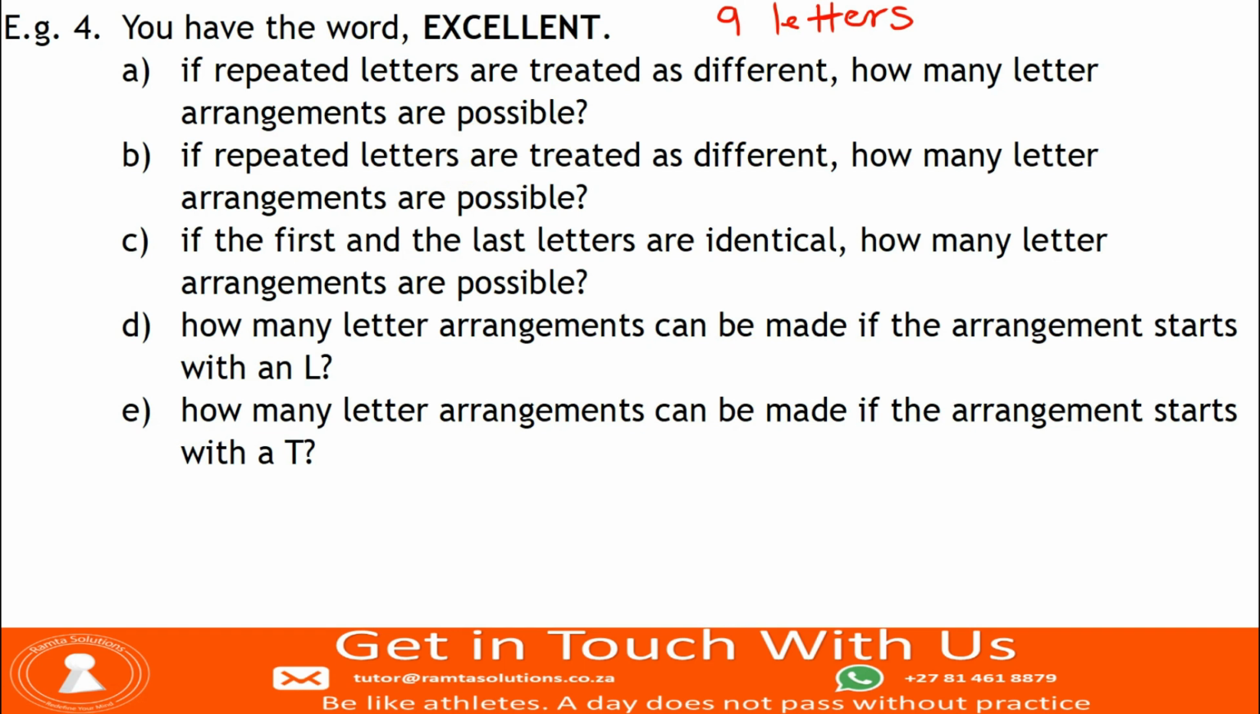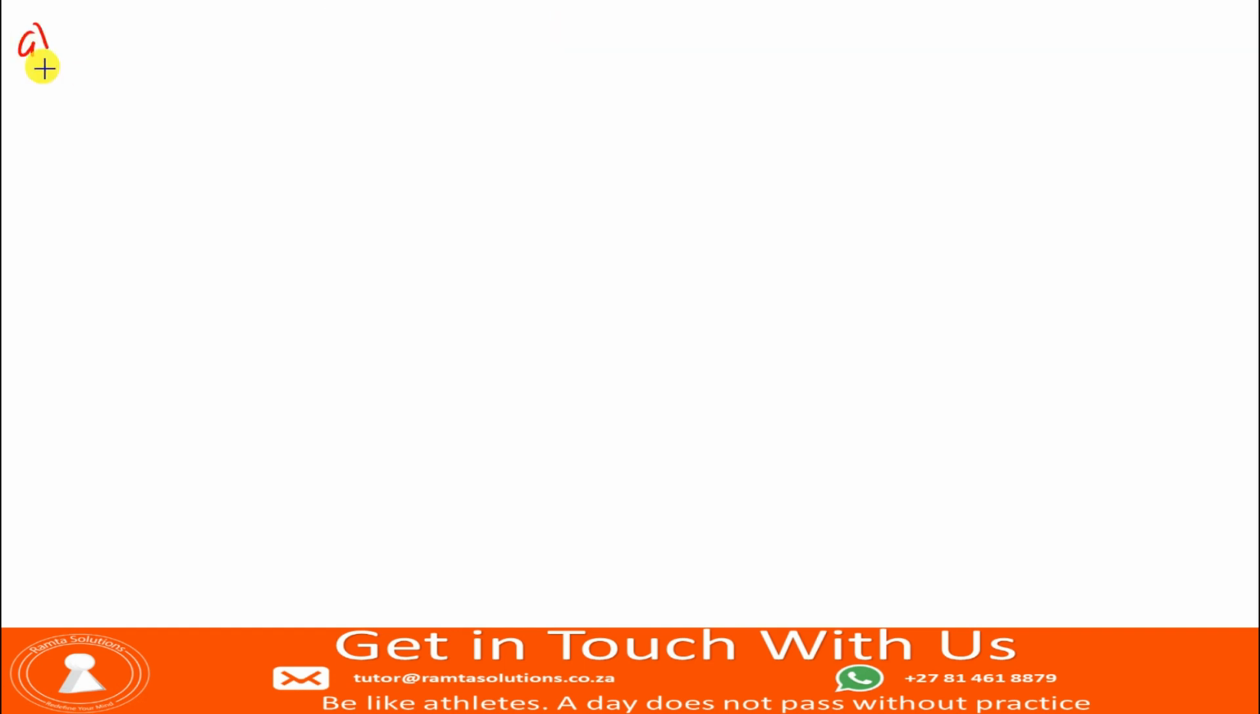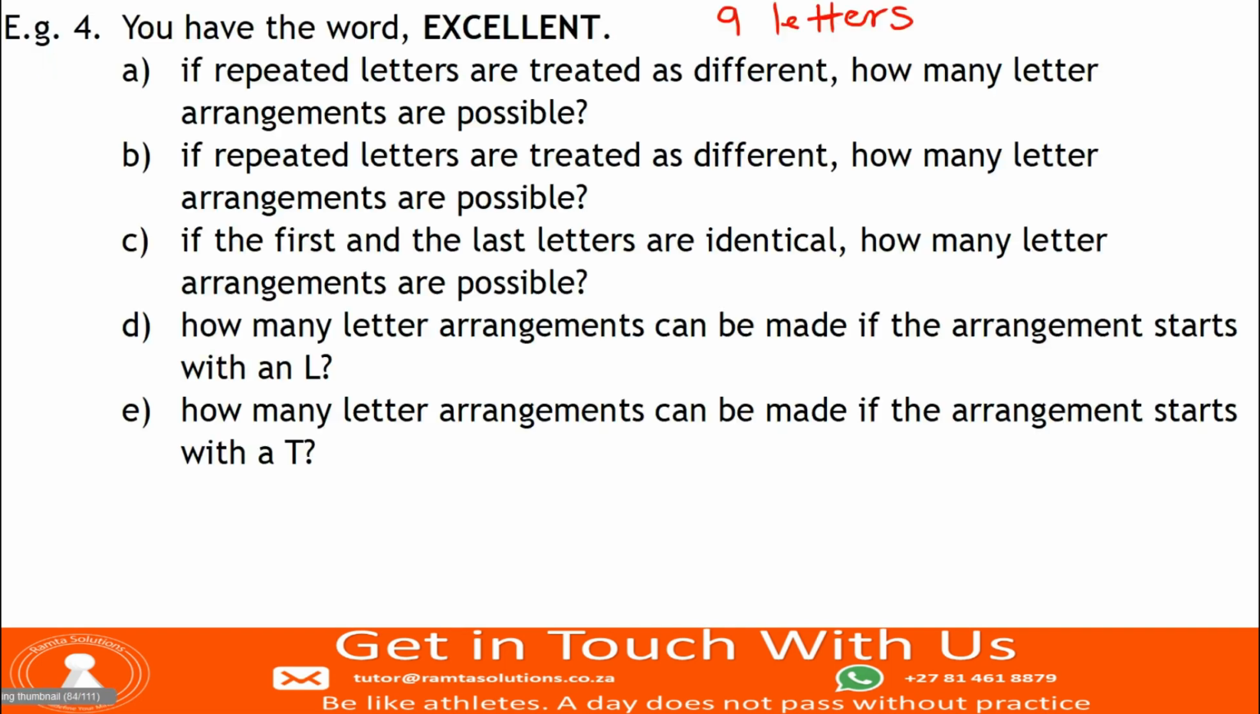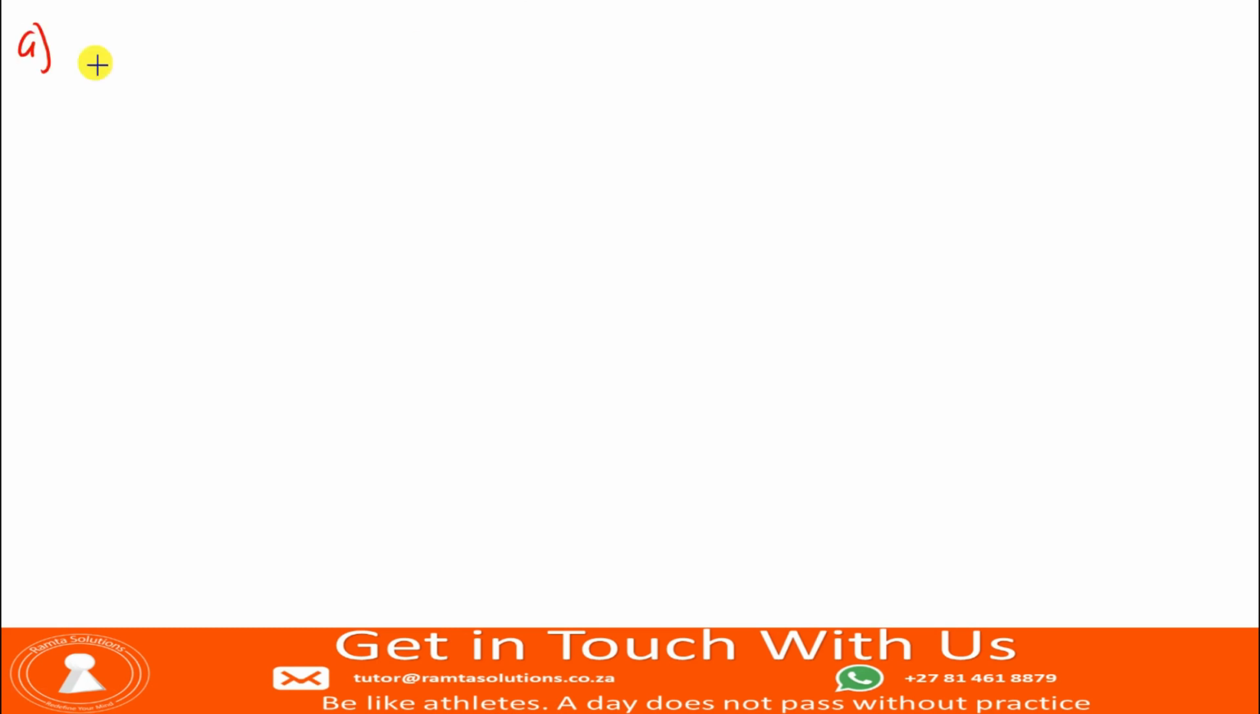Number A is easy. It'll be, because they are treated as different, right? When you choose one letter, for the first letter, you then have 8 for the remaining, just like that. So it's 9 factorial, all right? It's 9 factorial. So our answer is 9 factorial.